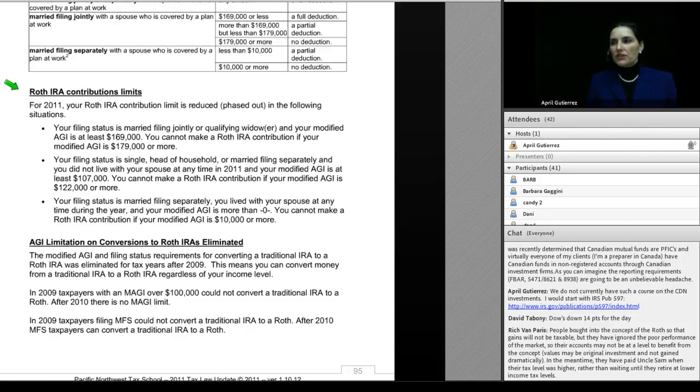The maximum deduction you are allowed to claim is based on your age. If you are under age 50, it's a $5,000 deduction. And if you are age 50 or older, it's $6,000.